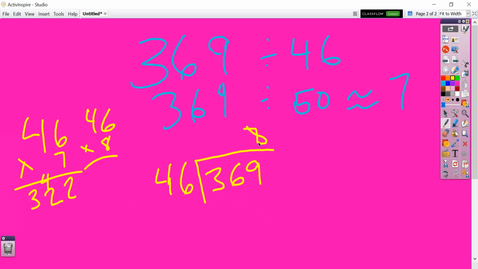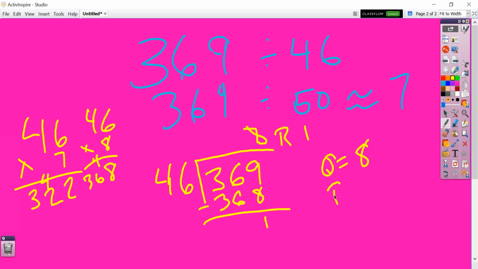So what is 8 times 46? So 8 times 4 is 32, plus 4 more is 36. So 368 gives us a remainder of 1, right? Q equals 8, R equals 1. Now we can do it. Oh, I almost forgot about our fraction. 8 with 1 over 46.